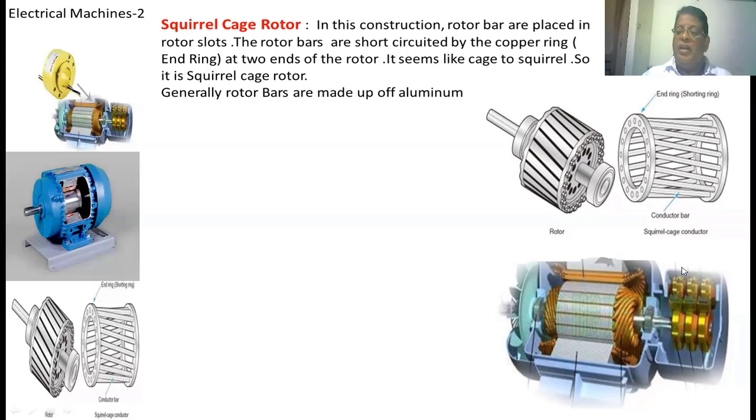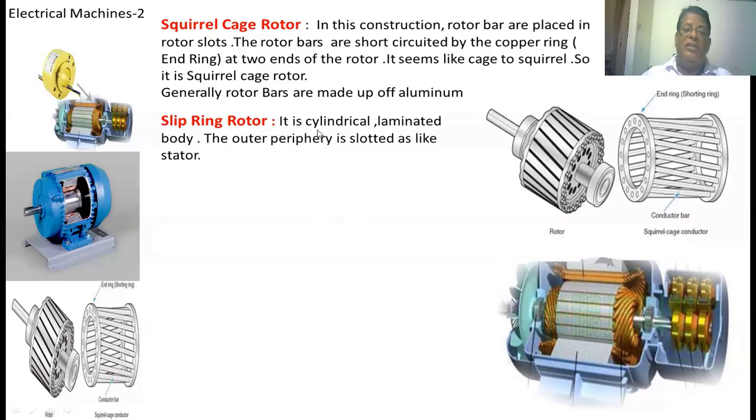To the brushes, at the time of starting, we connect resistance into the rotor circuit so that the machine has a high starting torque. Once the speed of the motor increases, these brushes are lifted from the slip rings. One metal collar comes and touches the three slip rings. It is simply making a short circuit.